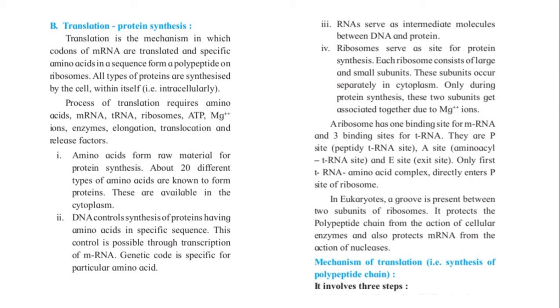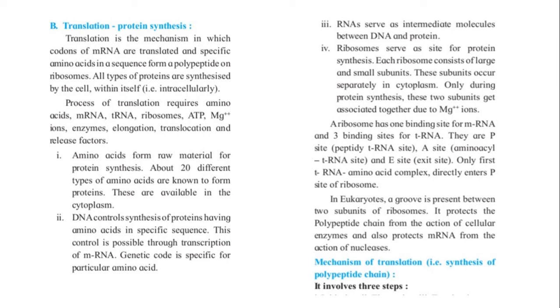Number 3, RNA serves as an intermediate molecule between DNA and proteins. Number 4, ribosomes serve as the site for protein synthesis. Each ribosome consists of large and small subunits. These subunits occur separately in the cytoplasm. Only during protein synthesis, these two subunits get associated together due to the magnesium ion.